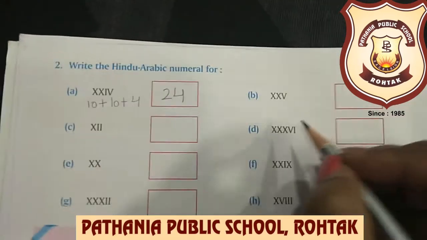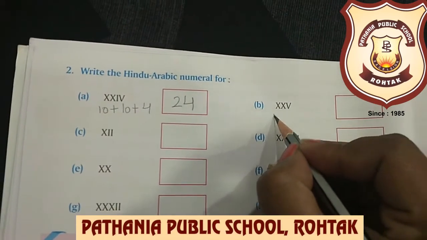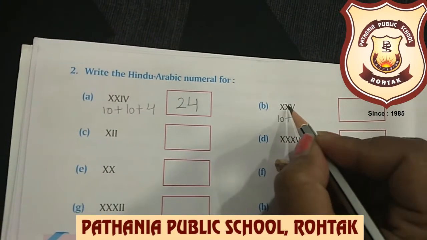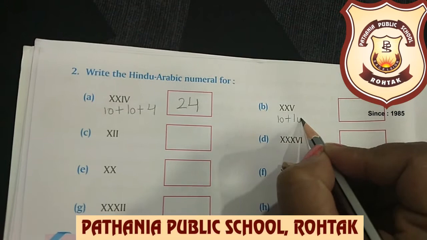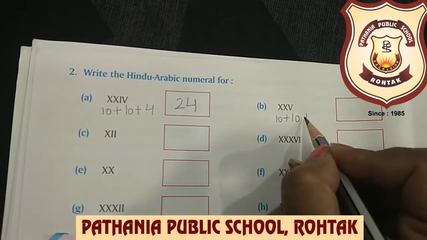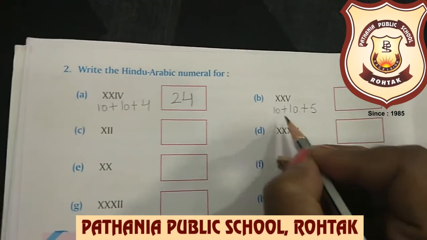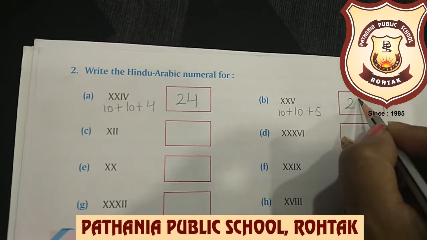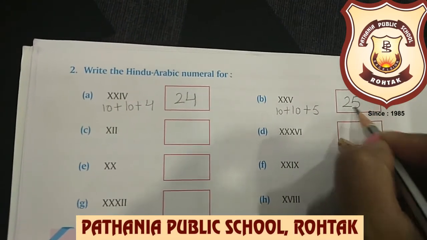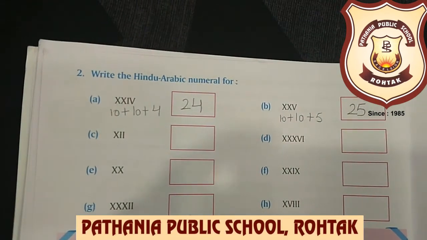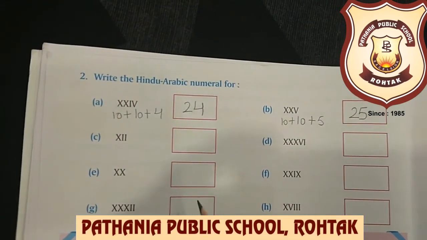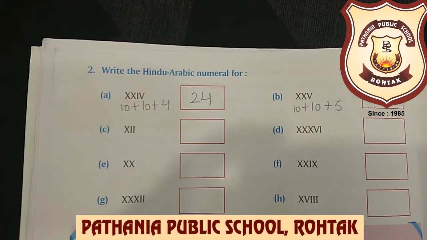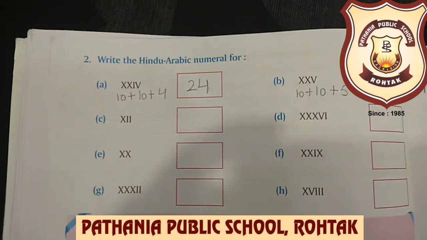So it will be 24. Now next, again X is what? 10. Plus again X is there, X is what? 10. And now V is there, V means 5. So 10 plus 10 plus 5 is 25. So we will write here 25. In the same manner kids, you will complete the rest of the parts of the second question yourself.